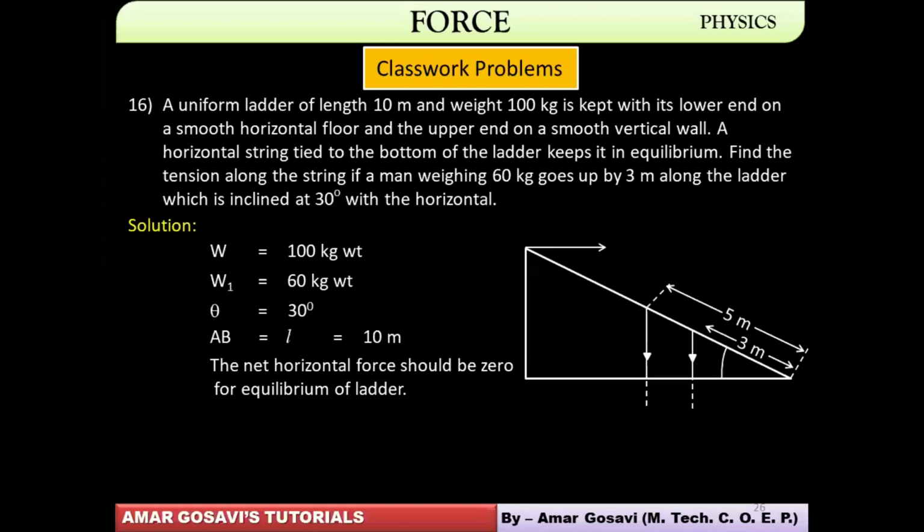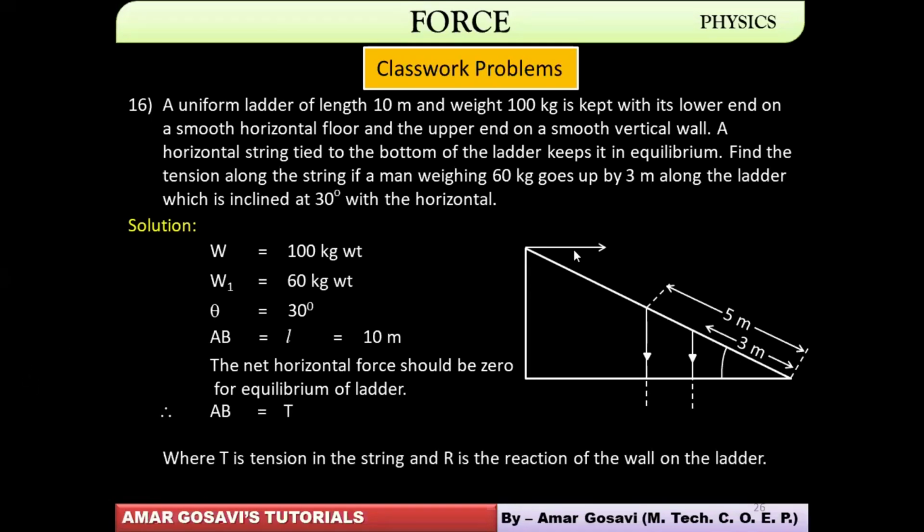Now, in the given circumstance, T stands for the tension in the string, and R is the reaction of the wall on the ladder. Obviously there will be some reaction given by the wall on the ladder. That reaction is R, right, friends? So let's place it properly. We'll draw a free body diagram and then we'll work it out.